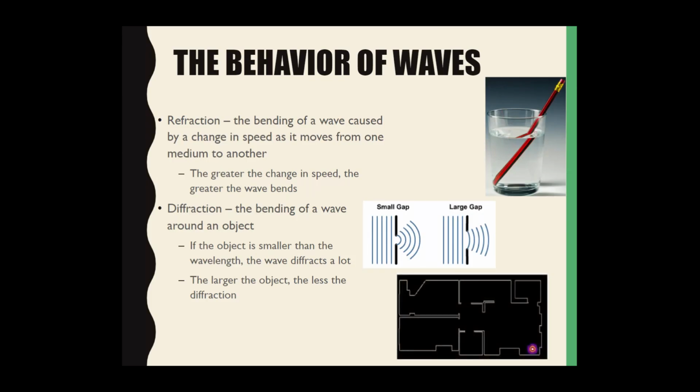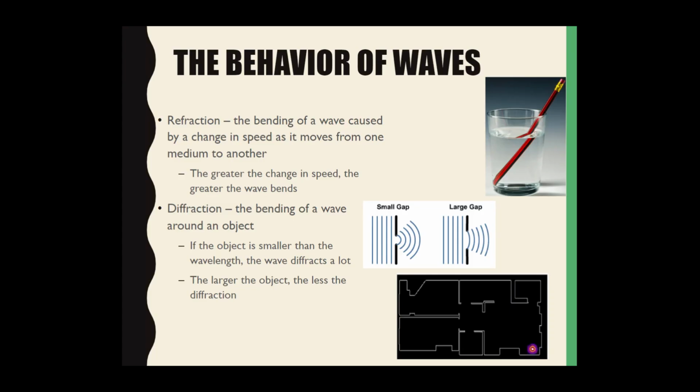Waves can also be refracted, which means it bends when it hits a new material, a new medium, and it starts to slow down. So looking at this little picture with the pencil and the cup of water, light waves are traveling through the air, then they hit the water, that's a new medium, and it causes the light to slow down. And when that happens, it looks like the pencil is broken. The light has now bent, and so it looks like the pencil is broken.